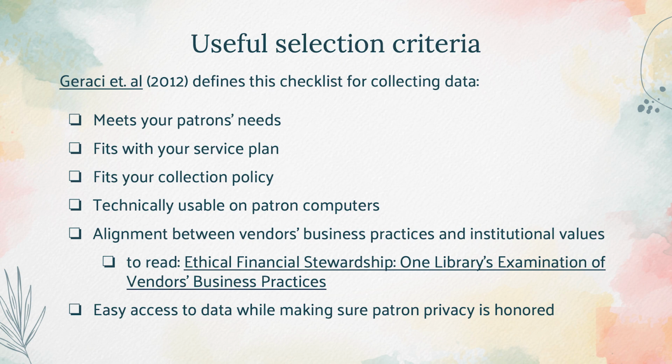Something I always want to look for is alignment between the vendor's business practices and the institution's values. And I really like this piece about ethical financial stewardship in libraries that really speaks to that. And then easy access to data while making sure patron privacy is honored. So we want to make sure that when we're bringing on new platforms, especially platforms where people can do analysis work on data, their privacy is protected the same as anything. So we want to weigh these trade-offs between these different choices. And I always like to document why we choose one over the other, but the selection criteria is a big part of obviously building a data collection.